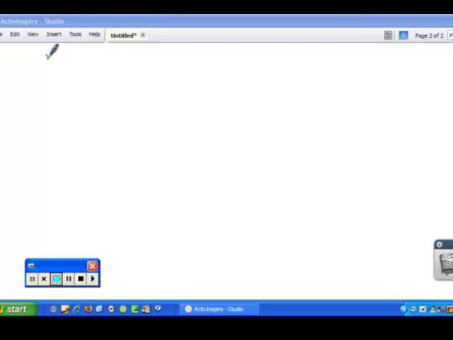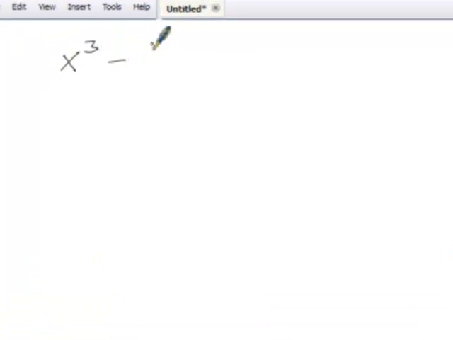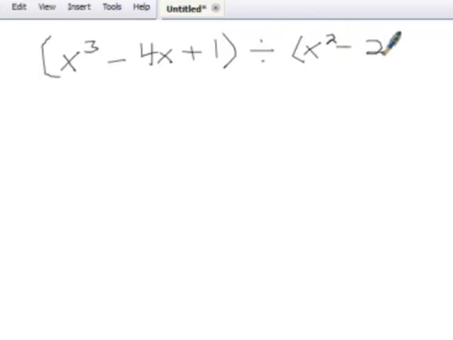Okay, let's do our next example, and let's go ahead and divide x cubed minus 4x plus 1, and we'll divide all of that by x squared minus 2. How are we going to do that? Well, first thing we do, as always, we want to set this up as a long division problem.